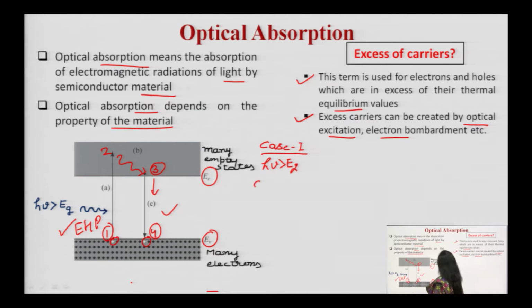Second case, case 2, when the energy h nu is less than Eg. Now, this energy is not sufficient for the electron to move from the valence band to the conduction band. That is why some materials look transparent.